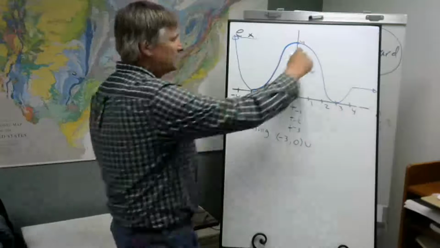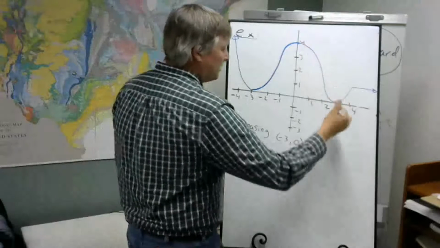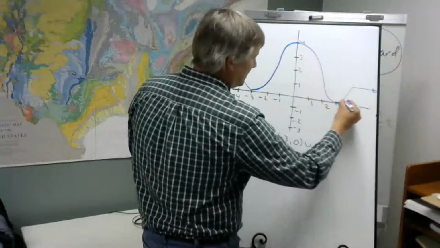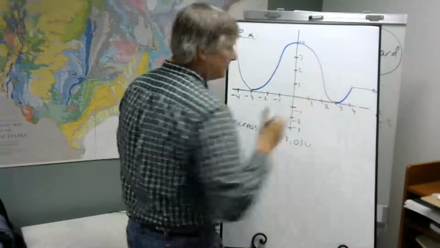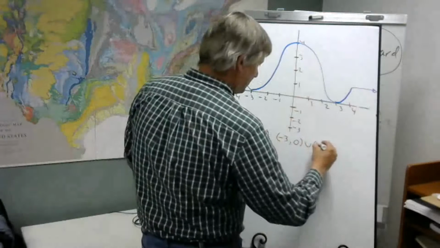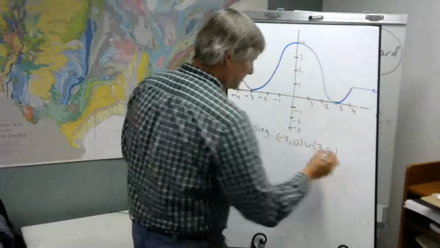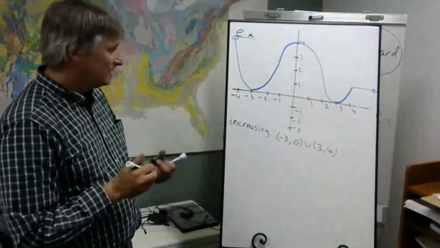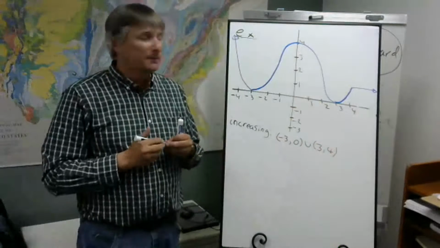Well, now it starts decreasing again. But then it starts increasing at 3 up to x is 4. We have (3, 4). So that's where this function's increasing.